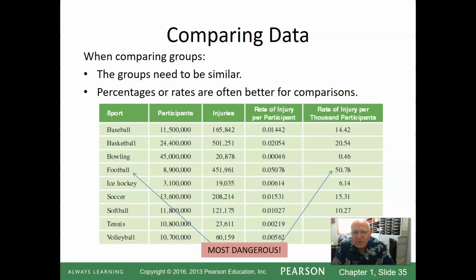And so when you take the rate per thousand, which is basically that fourth column multiplied by 1,000, you see that the highest injury rate was in football, which isn't terribly surprising. And then the second highest is indeed basketball, followed by baseball and so on. The bowling injury rate is the lowest one here.